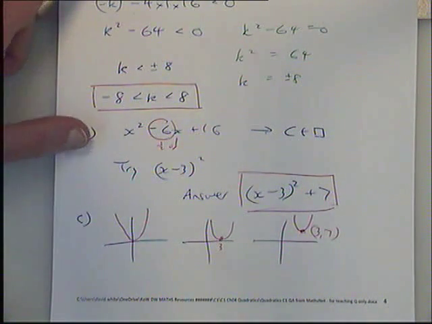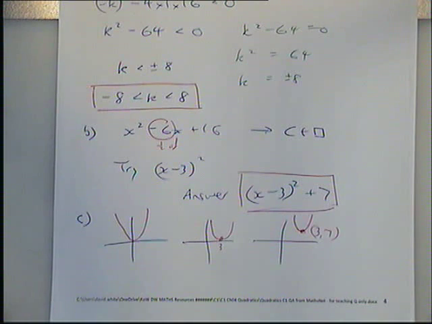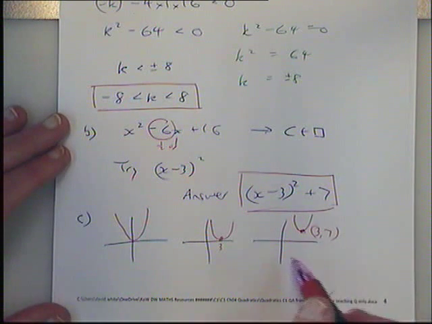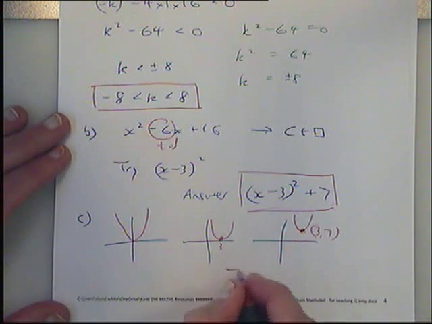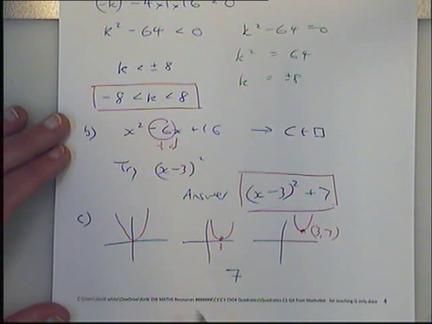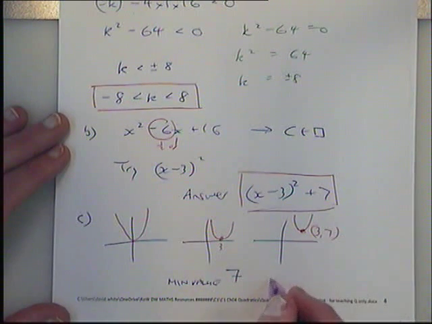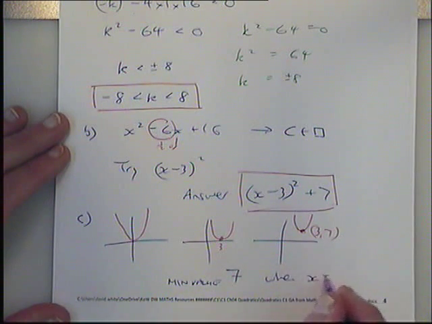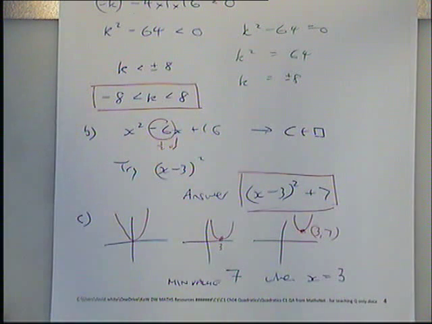So C said, write down the minimum value of f of x. The minimum value of that graph, the lowest point, is going to be 7. That's the minimum value. And when does that happen? It happens when x equals 3. Okay. So that is that one, and we'll pause the video there.